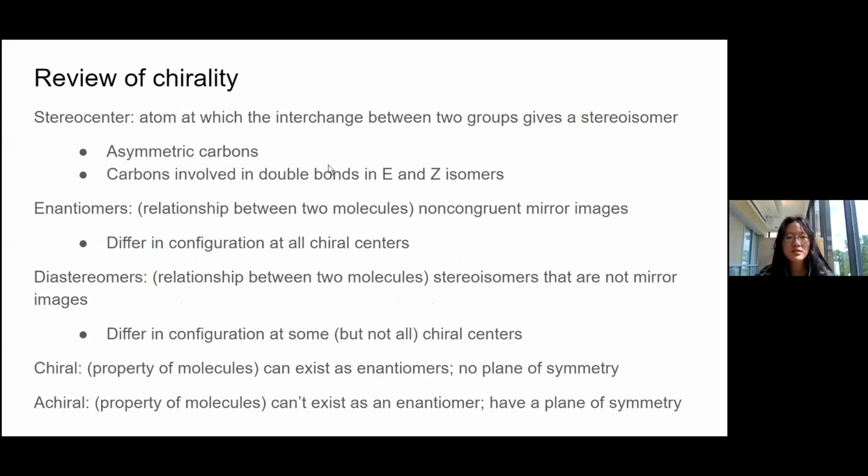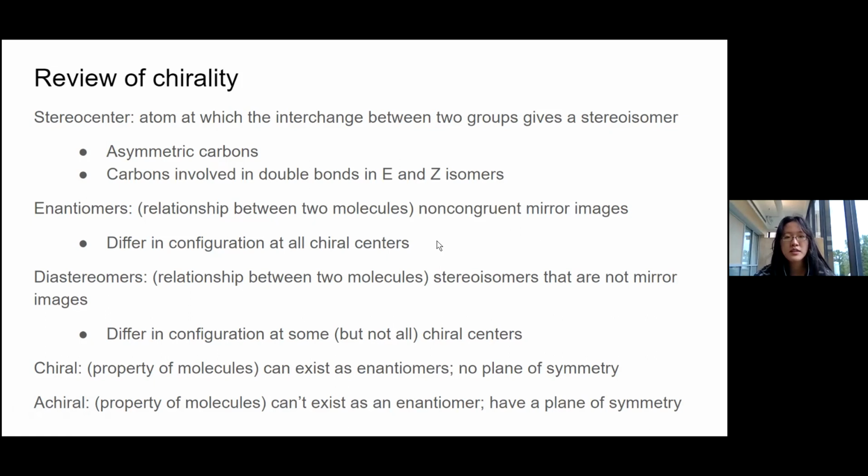A stereocenter is the atom at which the interchange between 2 groups gives a stereoisomer. The examples we've seen are asymmetric carbons, and as we just saw in Ashley's part, the carbons involved in double bonds and E and Z isomers. What this basically means is that if you swap 2 groups at a stereocenter, you will swap the stereochemistry. So if you were to swap 2 of the bonds on an E isomer, it would become a Z isomer.